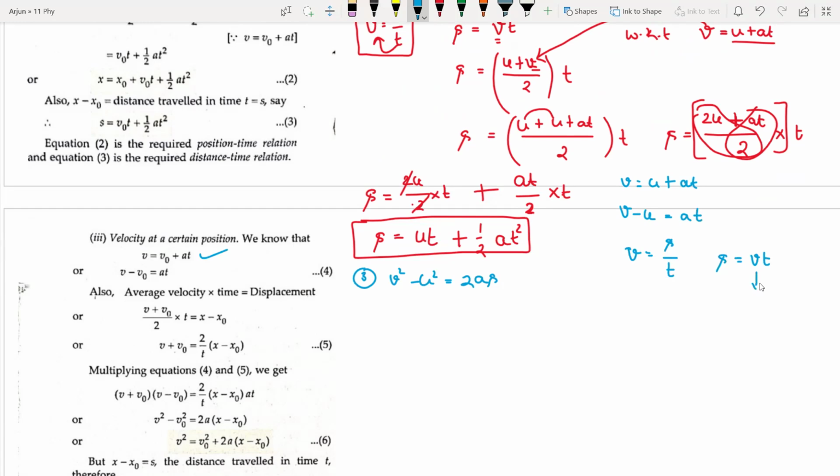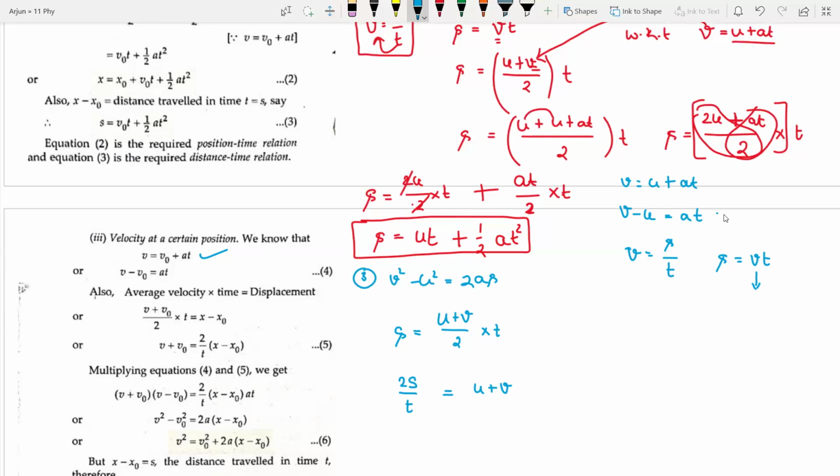Now this velocity we are taking as average velocity. So what does it become then? s is equal to average velocity, u plus v by 2, sum of terms by number of terms, sum of velocities by number of velocities, into t. Right. Now send that t and 2 that side. It becomes 2s by t is equal to u plus v. Right. u plus v.